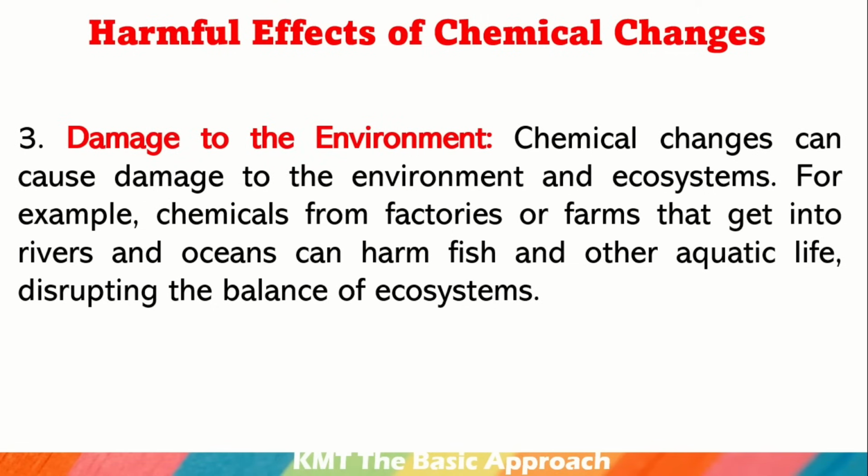Number 3, damage to the environment. Chemical changes can cause damage to the environment and ecosystems. For example, chemicals from factories or farms that get into rivers and oceans can harm fish and other aquatic life, disrupting the balance of ecosystems.